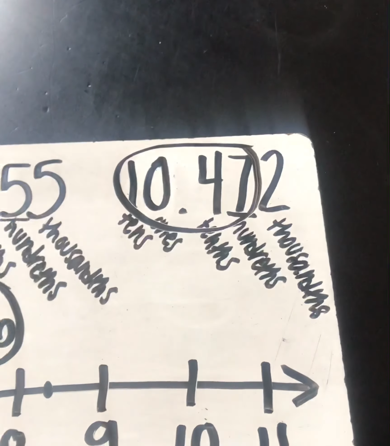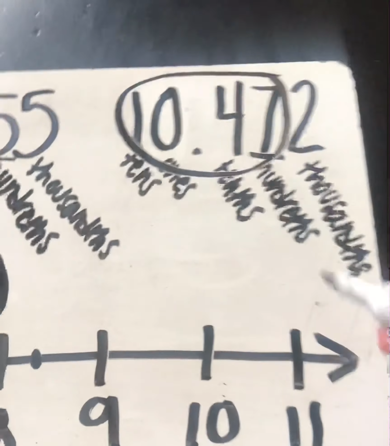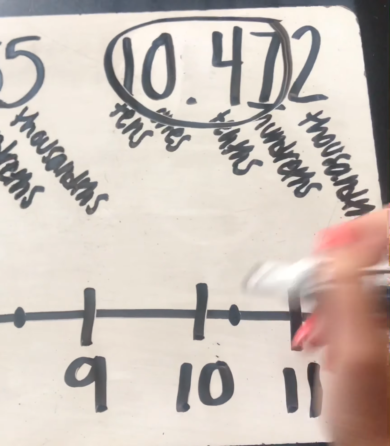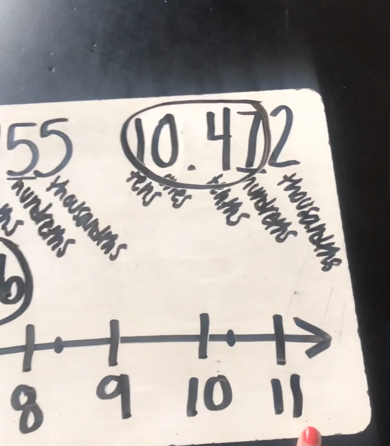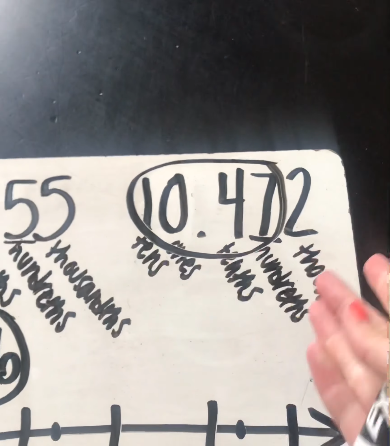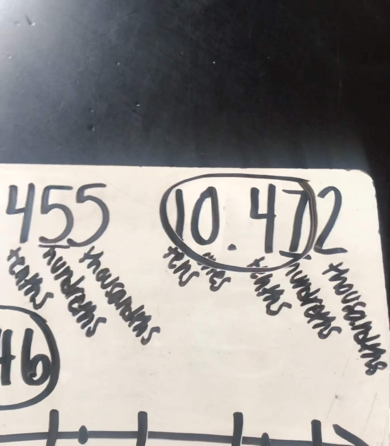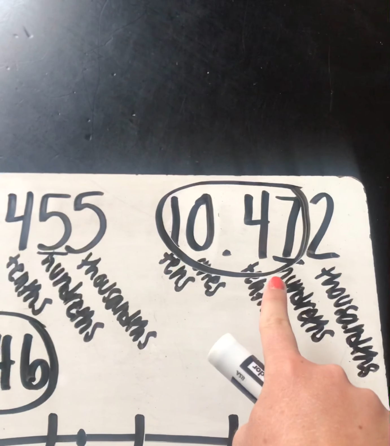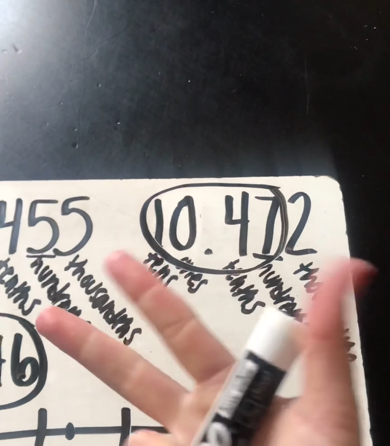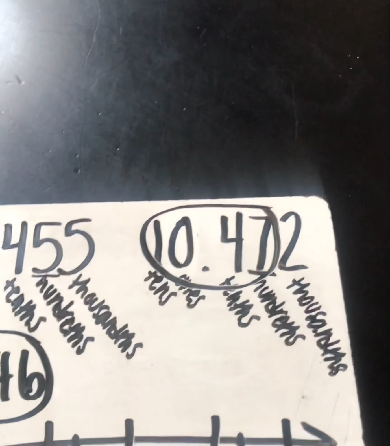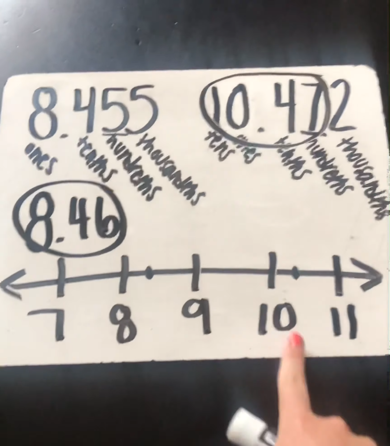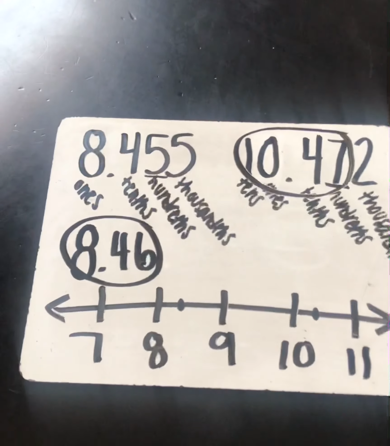As for 10 and 47 hundredths, it would fall just before the halfway point of 10 and 11, because 10.5 or 10 and 5 tenths would be the halfway point between 10 and 11. So it's really, really close. 47, 48, 49, 50, it's 3 hundredths away from being in the halfway point. So that's where those two decimals would fall if you were comparing them on a number line.